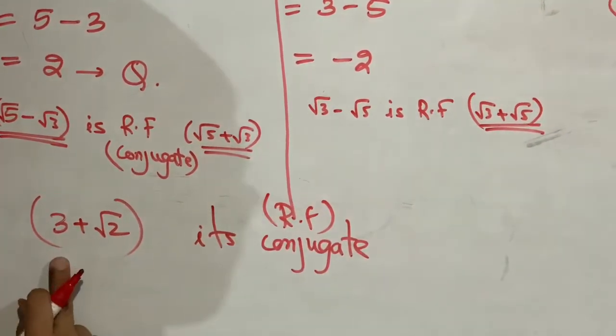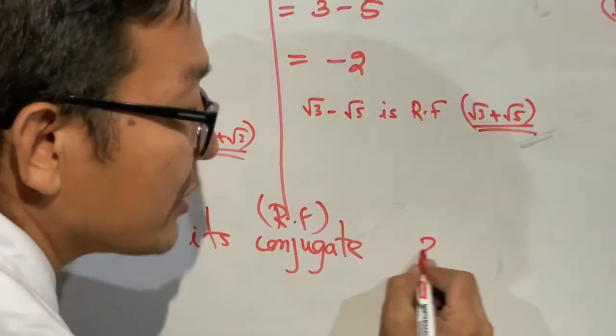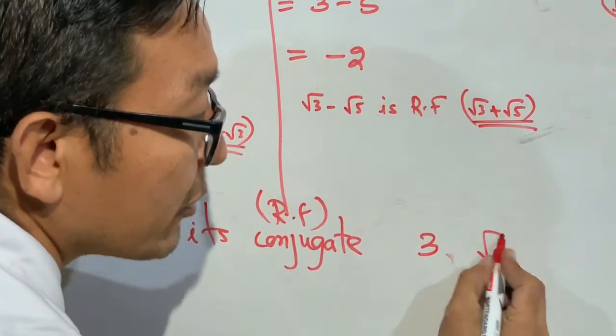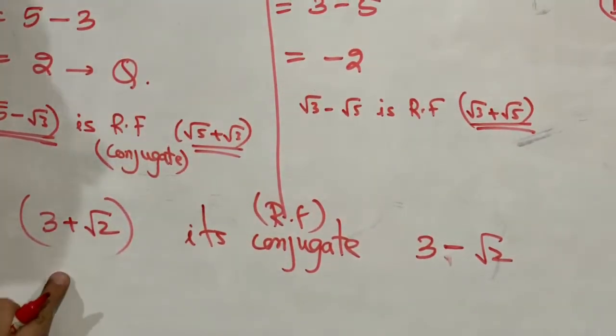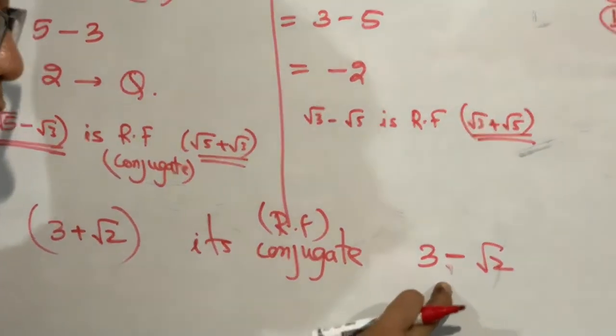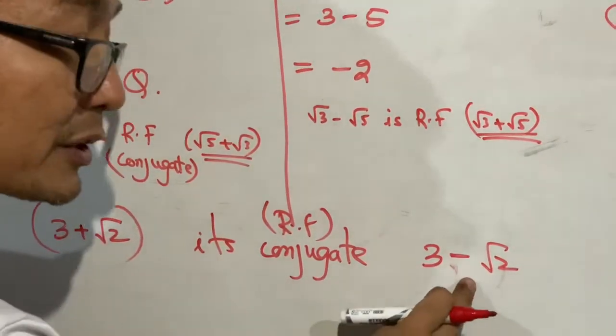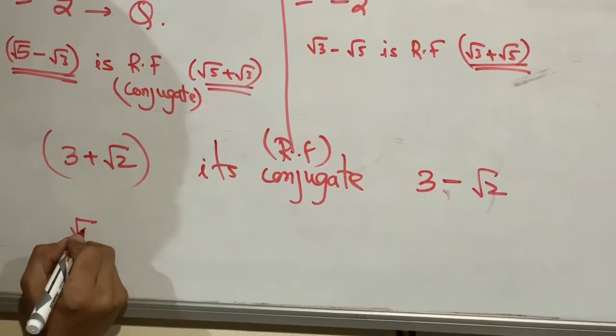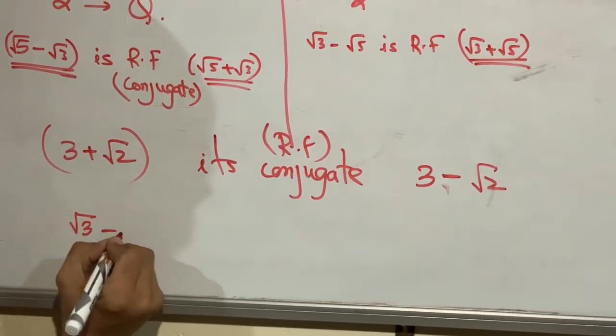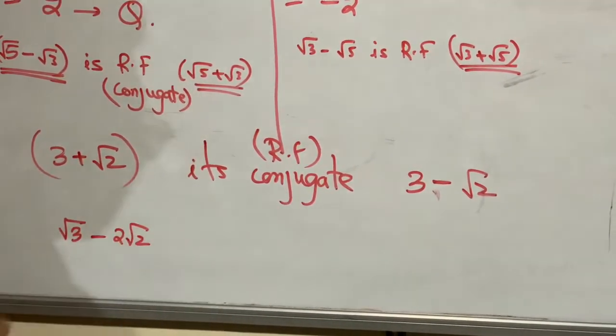Write down the terms and change the sign. So the conjugate of 3 plus root 2 is 3 minus root 2. So that is the rationalizing factor. Now let us consider root 3 minus 2 root 2.